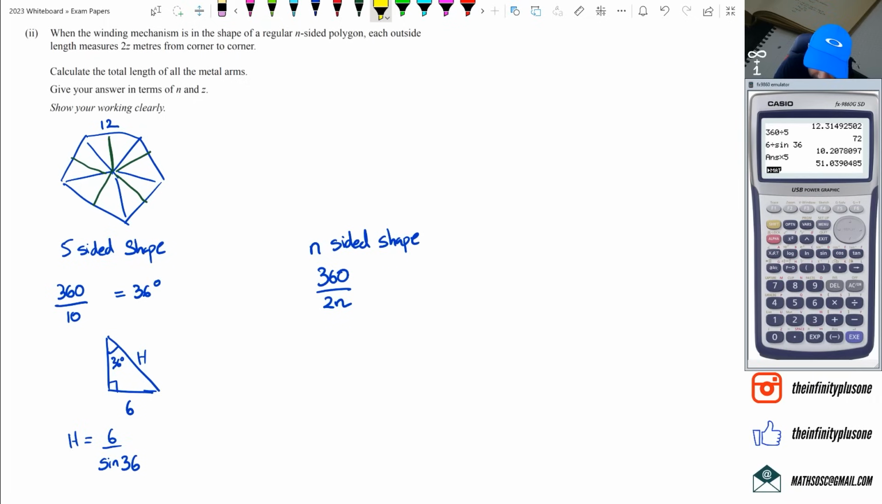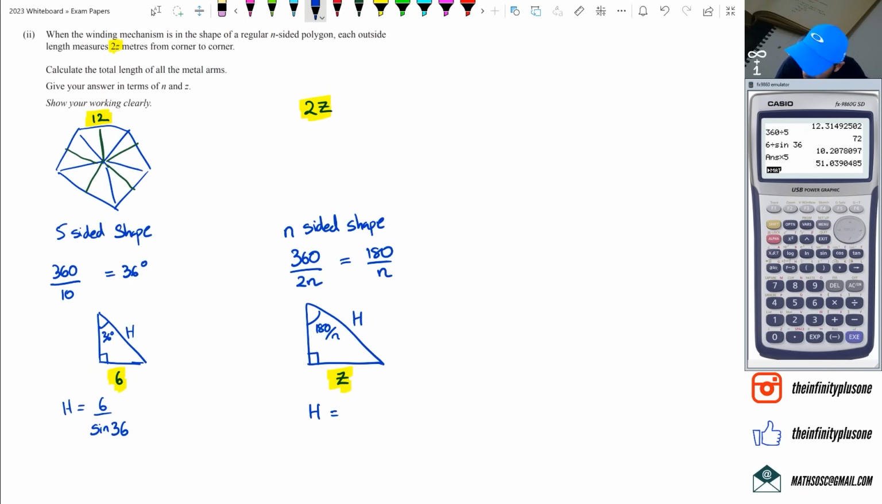That's one thing. Now also, in the original question, we had a length of 12. However, in this case, we've got 2z as our length. So if we were to draw this as a triangle, then this distance here would become z, because notice how we had 12 and then we had 6. So if the length is 2z, our little length is going to be z. As for the angle, it is 360 over 2n, which can be simplified to 180 over n. And we're still trying to figure out what the h is. We can say that h is equal to z divided by sine of 180 over n. So this is going to give us the actual length of that middle bar.